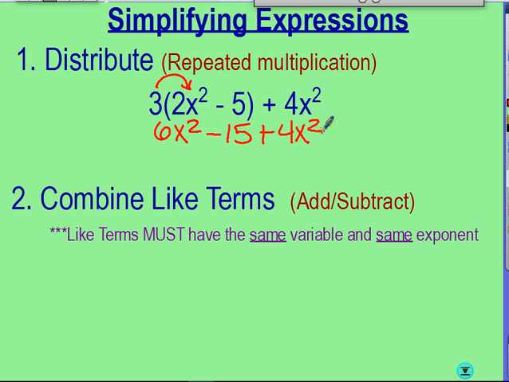The second step of simplifying is to look to see if there are any like terms. If there are like terms, meaning they have the same variable and same exponent, they can be combined. In this example, 6x squared and 4x squared can be combined. Since minus 15 did not have any like terms, I simply brought it down. My final answer is 10x squared minus 15.